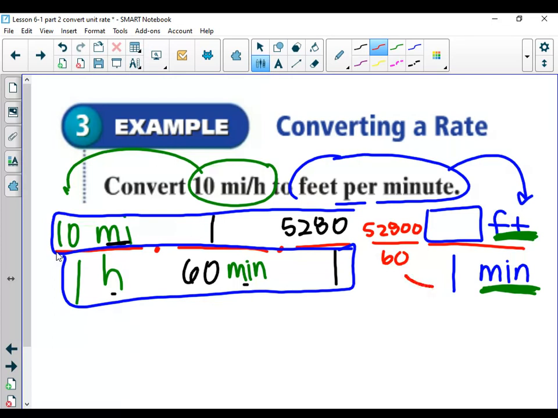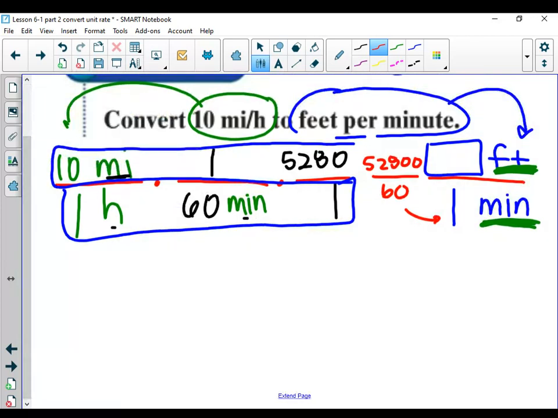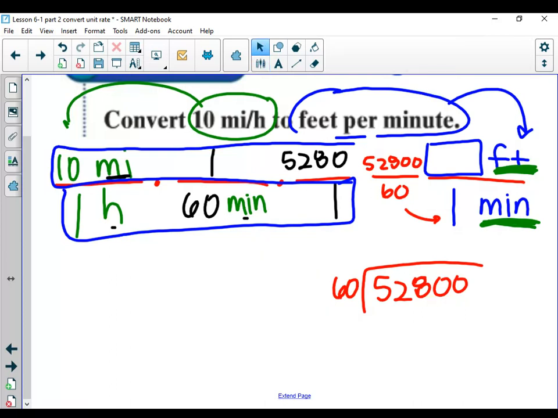The problem is, I'm supposed to have a 1 on the bottom, not a 60. So what would you suggest I do? I hope you said divide. Kind of goes along with 2 days ago. How much for 1 minute if you have 60 minutes? Here's a hint for division. If you're dividing and they both have a 0, simplify it. That only works for division though.